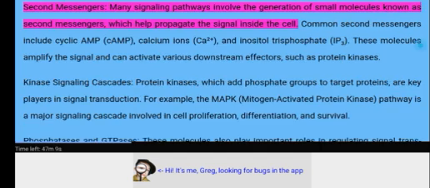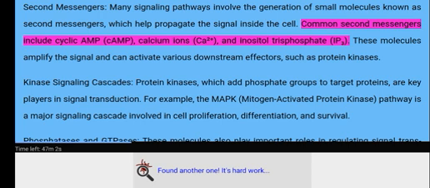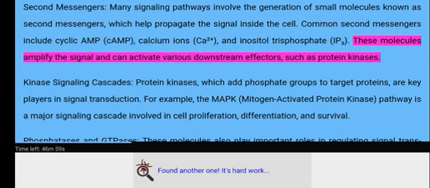Second messengers. Many signaling pathways involve the generation of small molecules known as second messengers, which help propagate the signal inside the cell. Common second messengers include cyclic AMP, cGMP, calcium ions, Ca2+, and inositol phosphate, IP3. These molecules amplify the signal and can activate various downstream effectors, such as protein kinases.